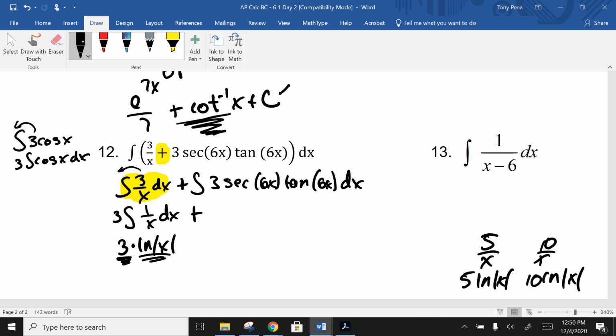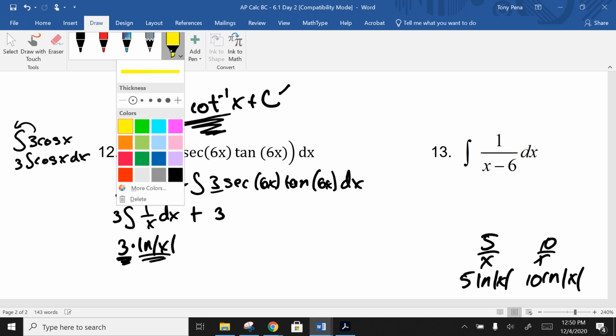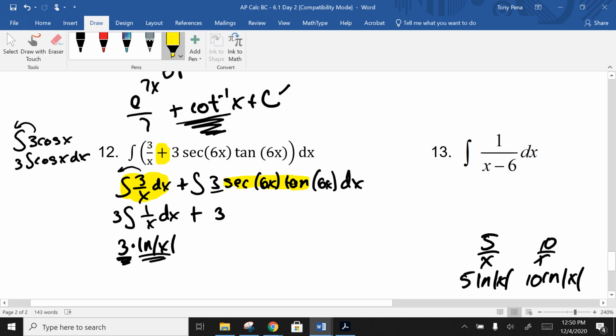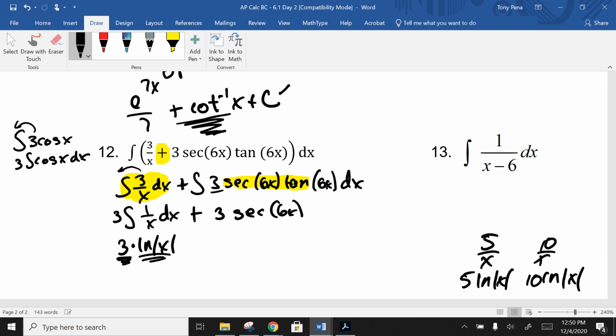The other one hopefully wasn't too bad. Drop the 3 down. Think what we took the derivative of to get a secant tangent, and then that should be a secant. And then you leave the inside alone. Divide by that 6, so that we get secant of 6x once we reduce, divided by 2, and then plus your constant.